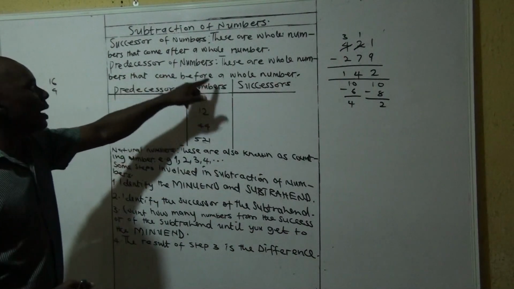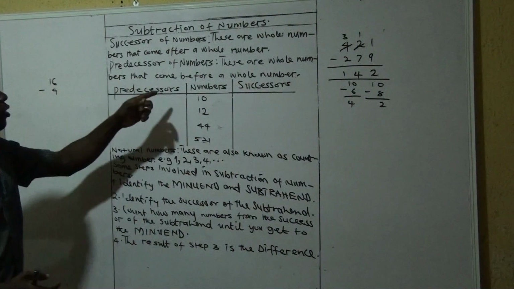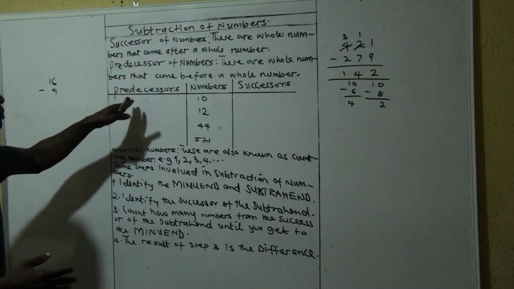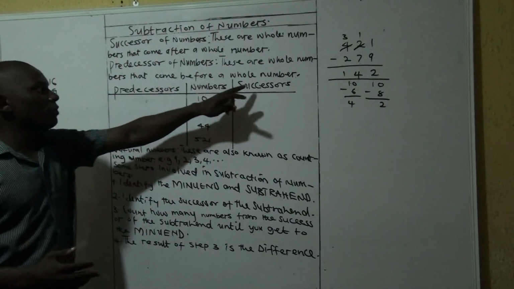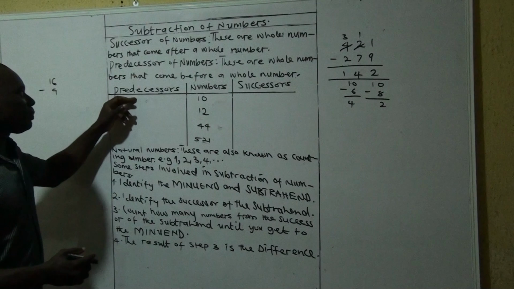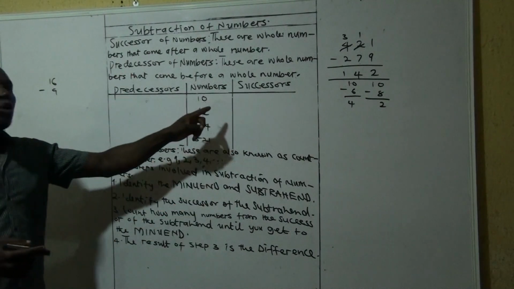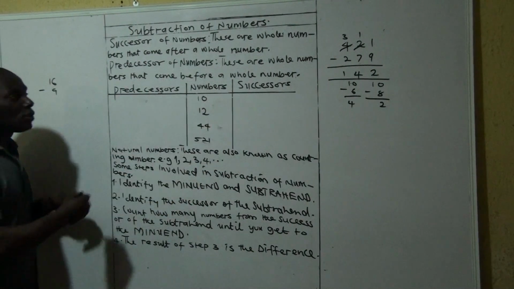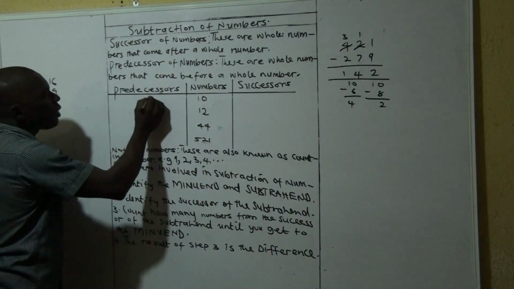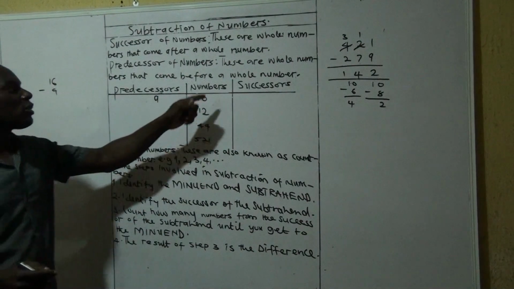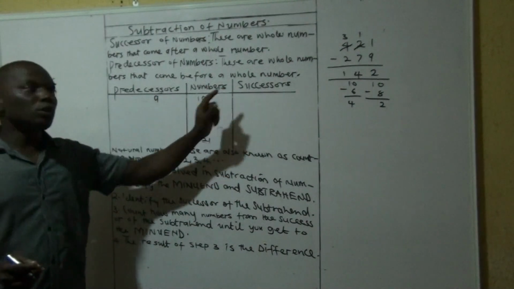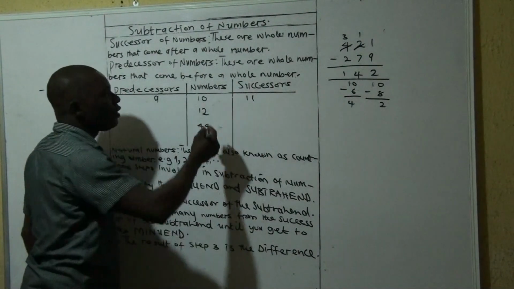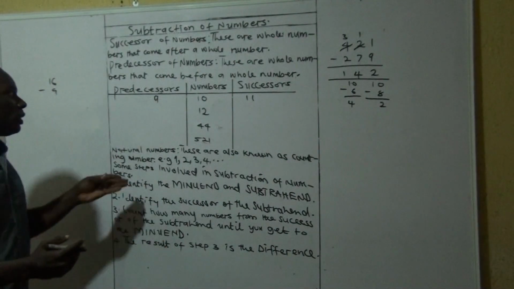Then predecessors of numbers. These are whole numbers that come before a whole number. For instance, I put something here. We have the predecessor, we have the number, we have the successor. This predecessor is the number before. Which whole number comes before 10? It is 9. So the predecessor of 10 is 9. Now which number will succeed 10? The whole number that comes after 10 is 11. That is just the meaning of successor or predecessor of a number.